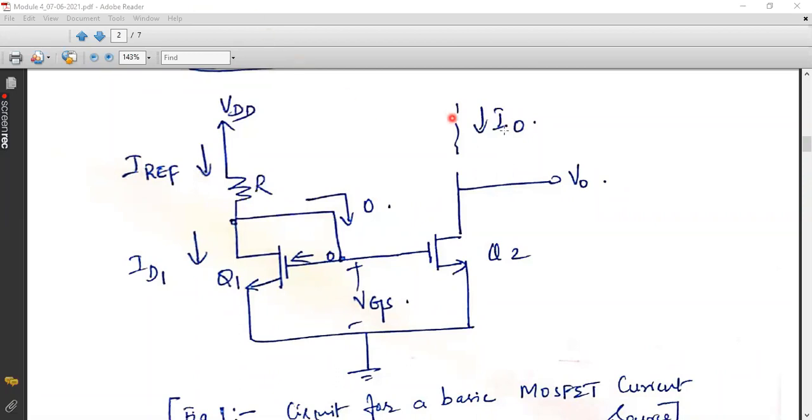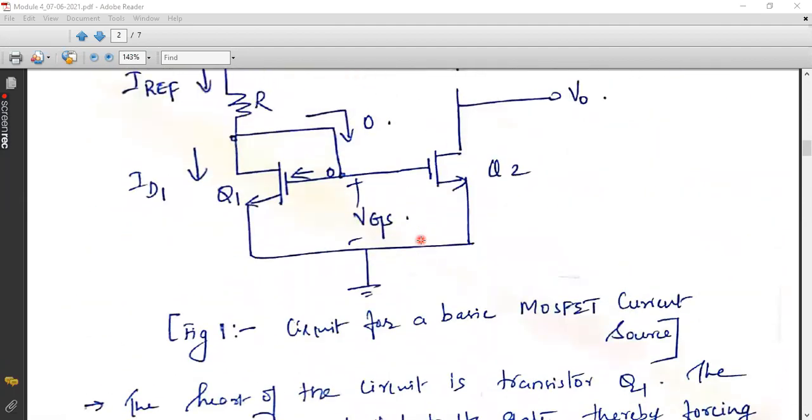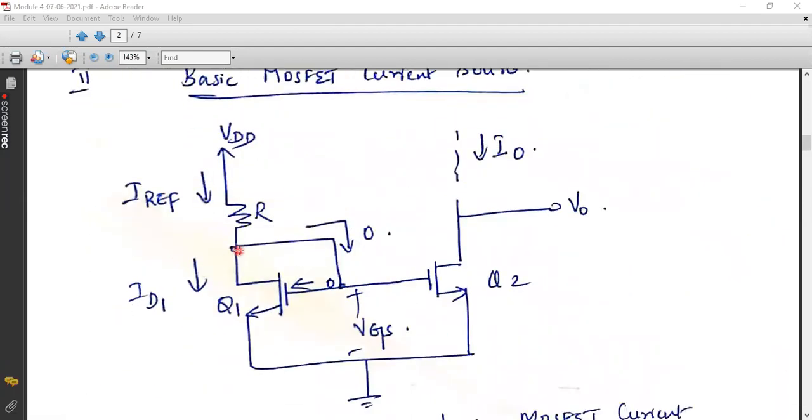That I0 is a fraction of IREF. It is not necessary that IREF is always equal to I0; there will always be a change. In some cases, I0 will also be equal to IREF, but that is only for some special cases that I will tell you later. The one important factor is Q1 is the main part of the circuit. Q1 is the main heart of the circuit. So Q1 should be in the saturation region.